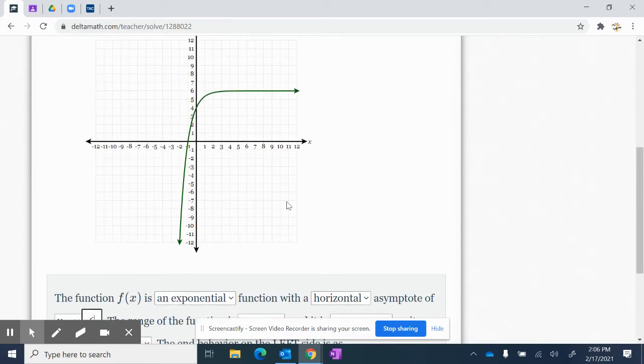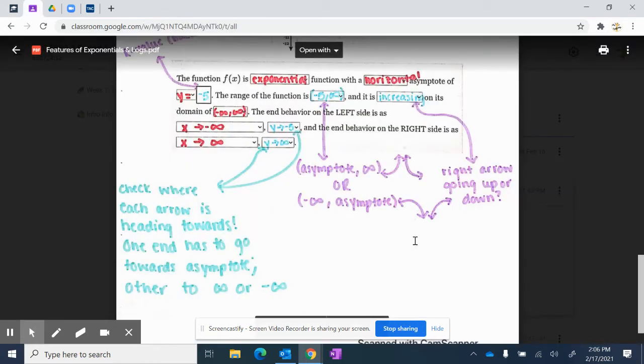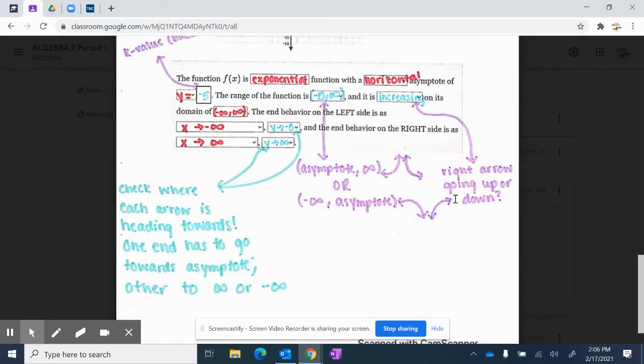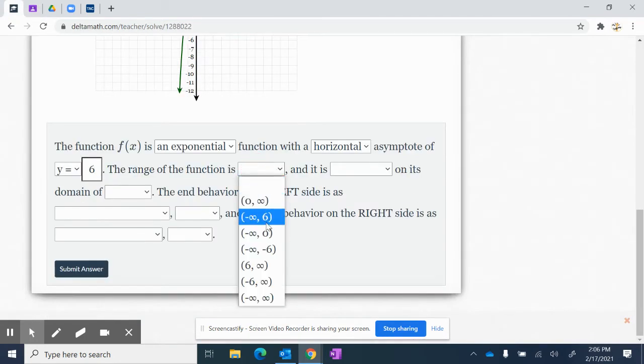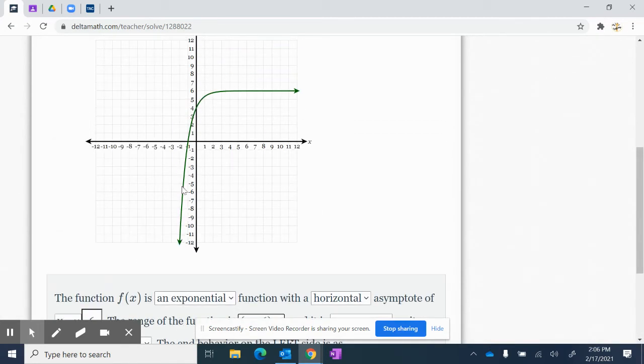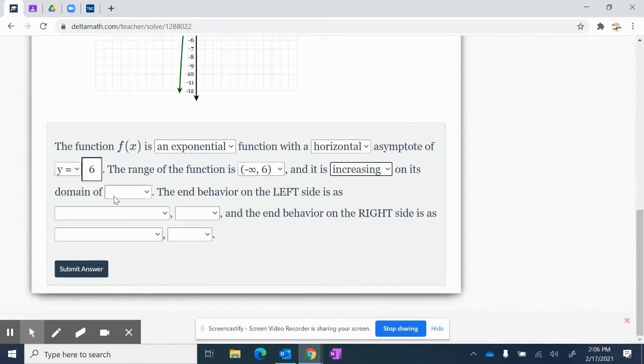For the range, I need to look at the shape of my graph. So I have it going down and then evening out. Down and then evening out. So down, evening out is this graph. So my range is going to be negative infinity, comma, the asymptote. So it will be negative infinity, comma, 6. It is increasing. Okay, I'm going down to up on its domain of negative infinity, positive infinity.